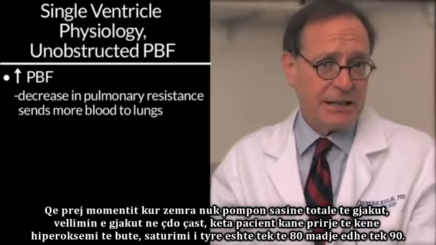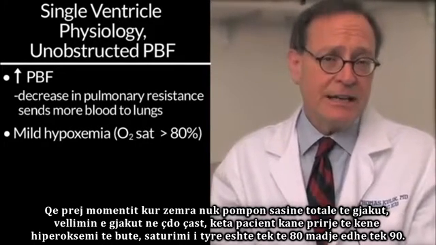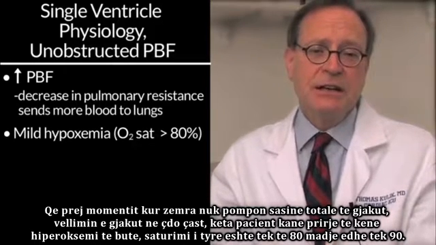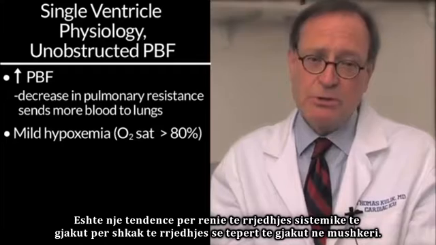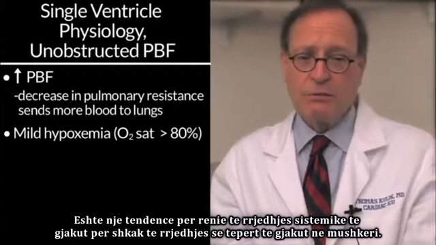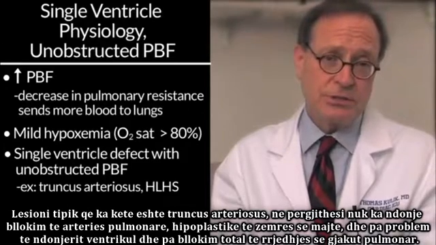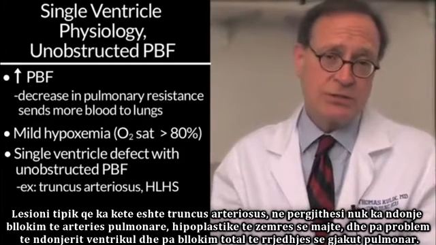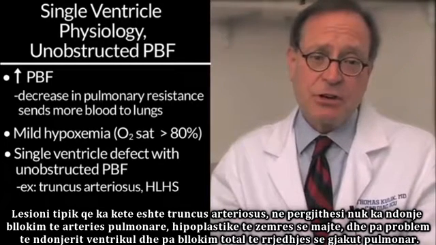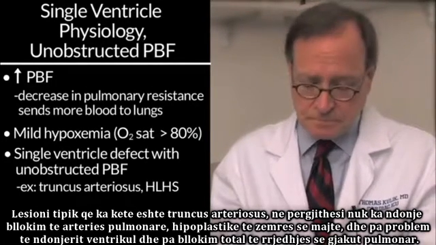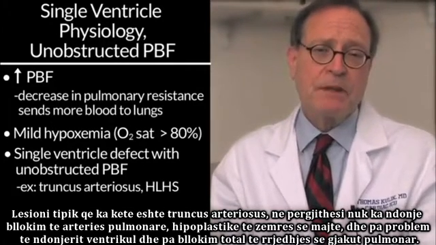These patients tend to have only mild hypoxemia. Their saturations are in the 80s or even 90s. And there's a tendency for systemic blood flow to be reduced due to excessive blood flow into the lungs. Typical lesions that have this are truncus arteriosus, which in most cases does not have obstruction of the pulmonary arteries, hypoplastic left heart, or any single ventricle defect with unobstructed total pulmonary blood flow.